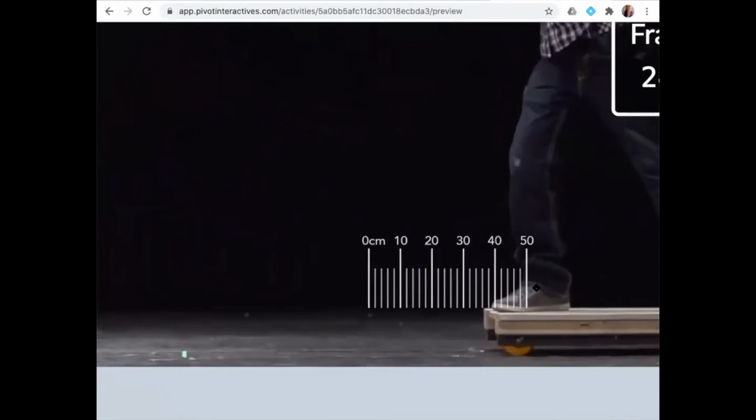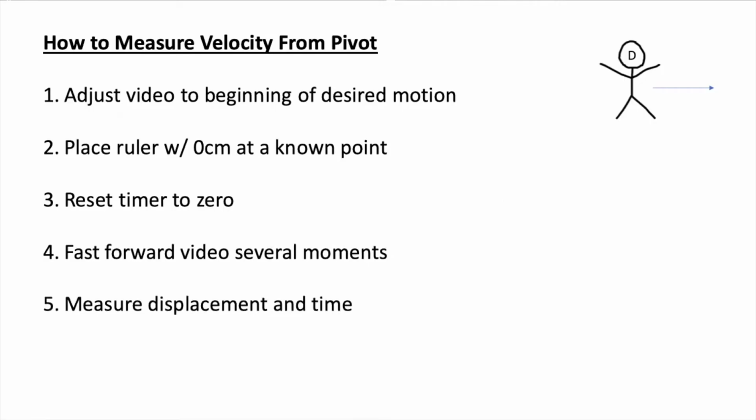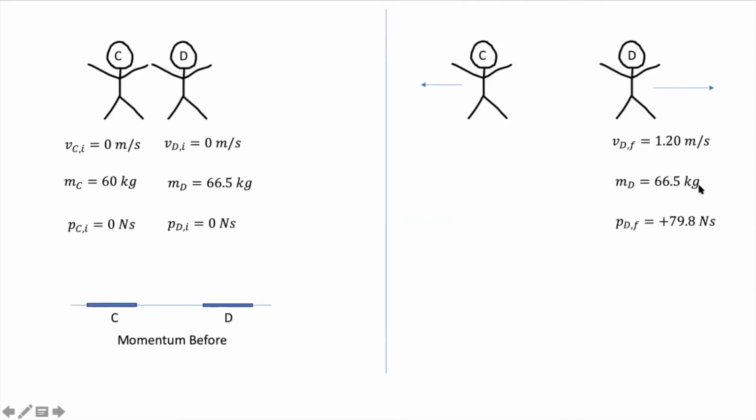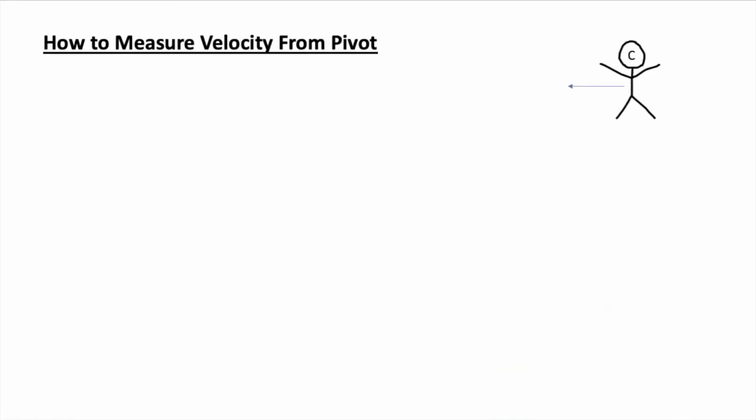He moved 40 centimeters, and time, 3.33 seconds. Finally, use those two together to calculate velocity. In this case, he moved 0.4 meters to the right in 0.333 seconds. Dividing those out, that means Damon moved 1.2 meters per second to the right. Together with that mass, I can calculate his final momentum.